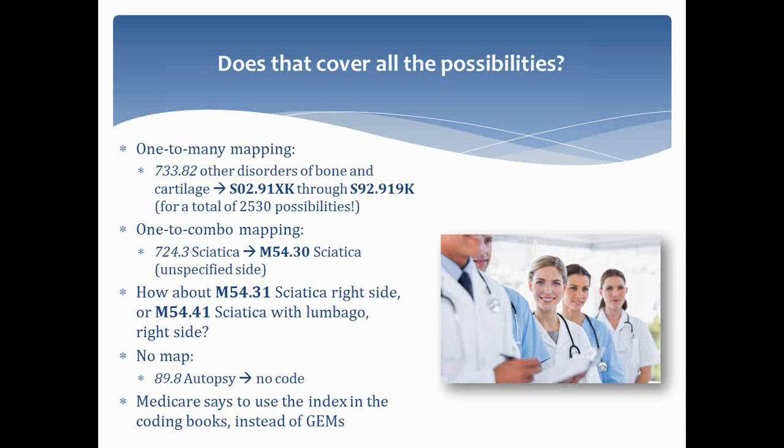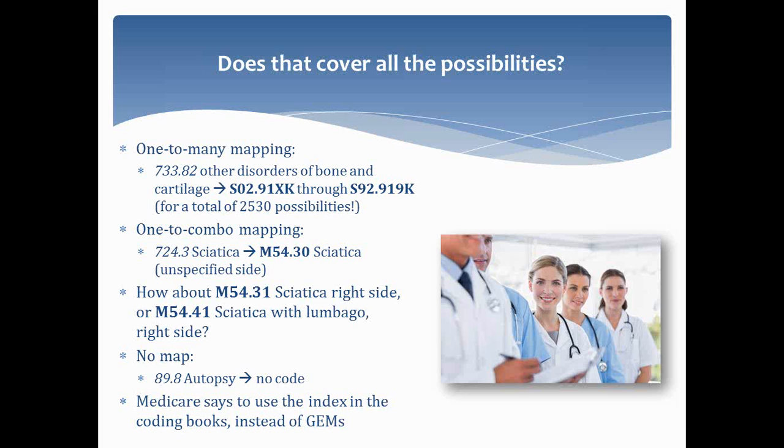If you actually open your code book and look around, you'll find there's an M54.31, which is sciatica on the right side. M54.32 is sciatica on the left side. And if you go a little further, you'll see that there are combination codes now. M54.41 is sciatica that includes lumbago, which is low back pain, on the right side. M54.42 is sciatica with lumbago on the left. None of those codes were given to me by GEMS. GEMS simply doesn't have that information.